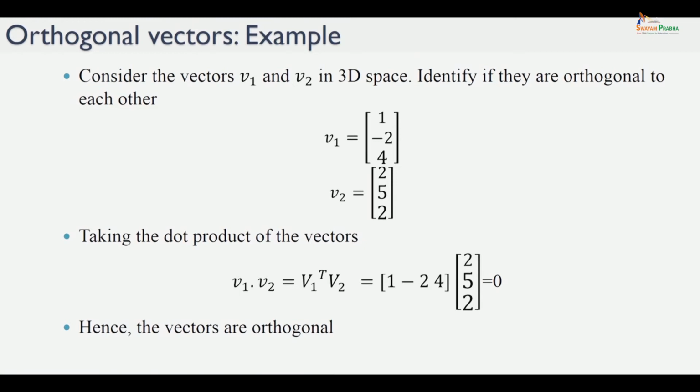Let us take 2 vectors in 3-dimensional space. Let us say I have one vector which is (1, -2, 4), and I have the other vector which is (2, 5, 2), and if I take a dot product between these two, which is V1 transpose V2 or V2 transpose V1, both will be the same. I have V1 transpose, which is (1, -2, 4), and this is (2, 5, 2). This will be 1 times 2 minus 5 times 2 plus 4 times 2, you will see that goes to 0. So we say that these two vectors are orthogonal to each other.